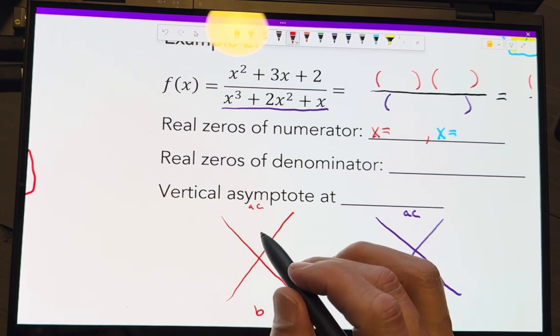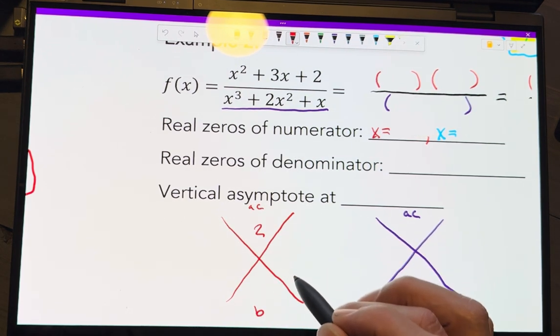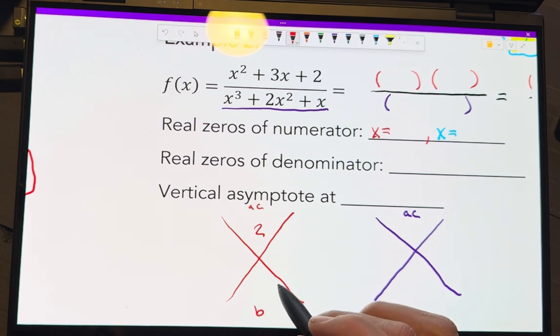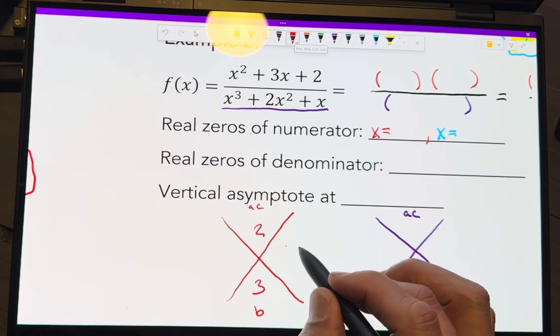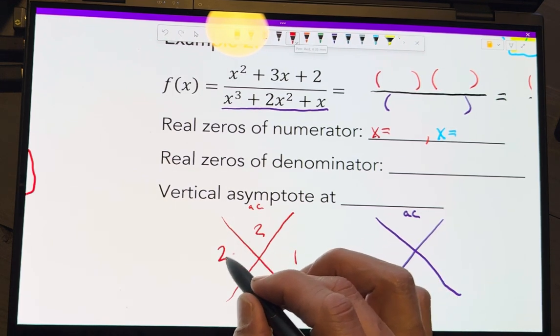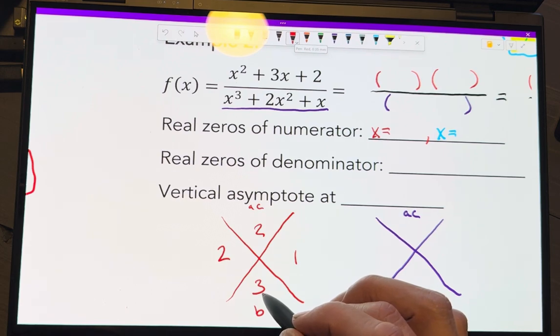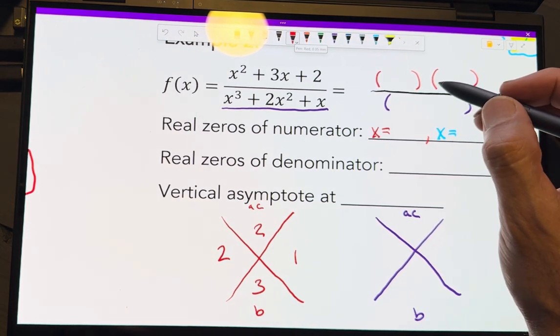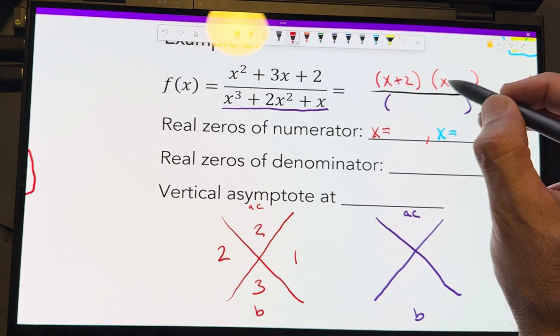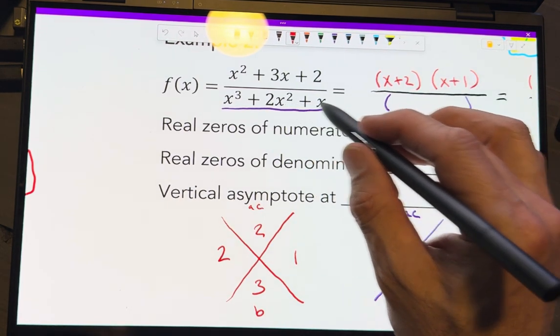We use the AC method or the box method. A times C is 2, our B term is 3, and 1 times 2 is 2, 1 plus 2 is 3. So we have x plus 2 and x plus 1.